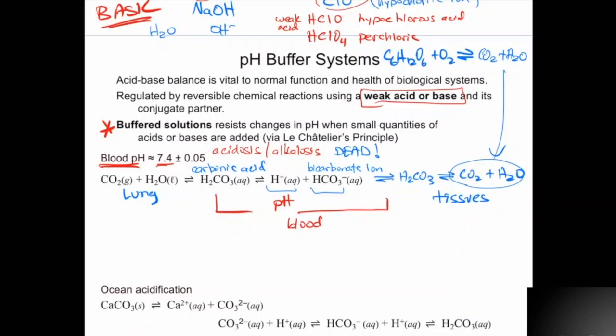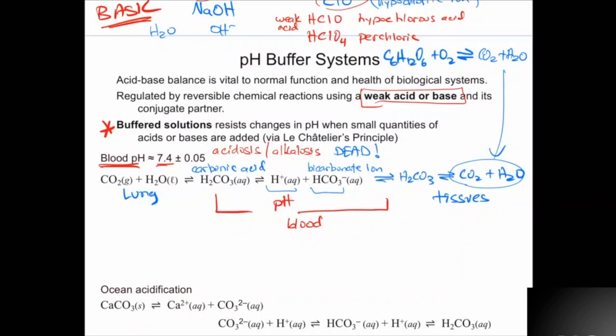So by Le Chatelier's principle, what's happening? You're increasing this because you're increasing this. So it shifts to the right. And look what happens. Your hydrogen ion increases, so the blood pH goes down. You're getting more acidic. You're about to suffer from acidosis. And if you do it too long, you're going to be dead.